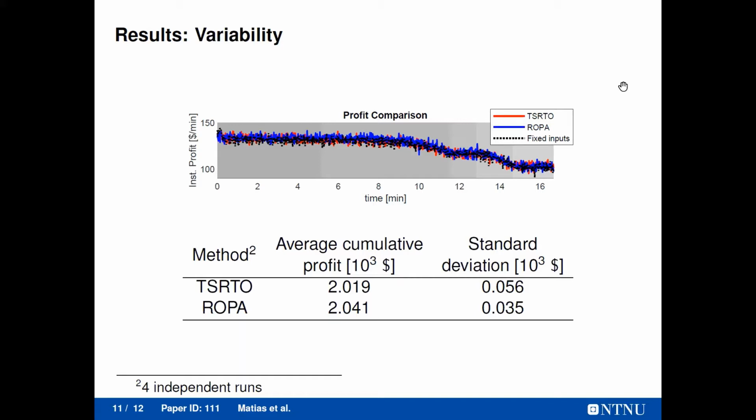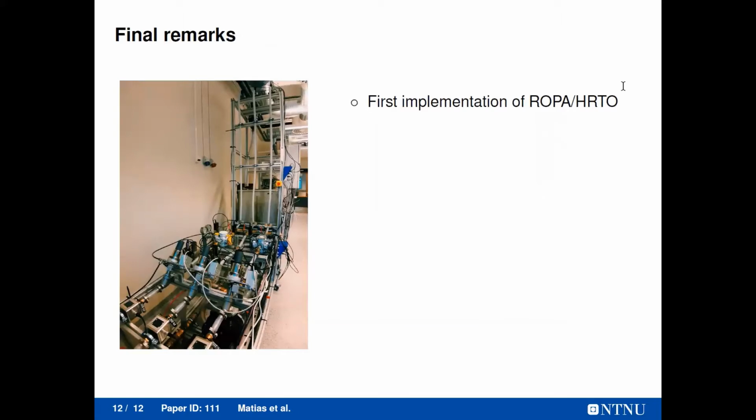We see that indeed, ROPA has not only a larger cumulative profit on average, but also a lower standard deviation, indicating a more consistent performance. The final remarks of my presentation are: here we report the first actual ROPA implementation. You can find many more details about the implementation in the paper. Here was just a brief description of the main results.